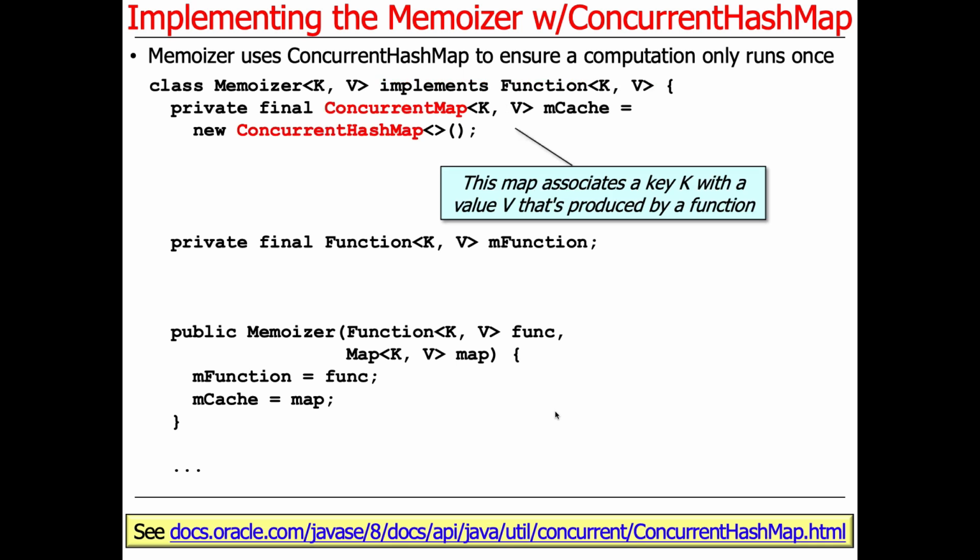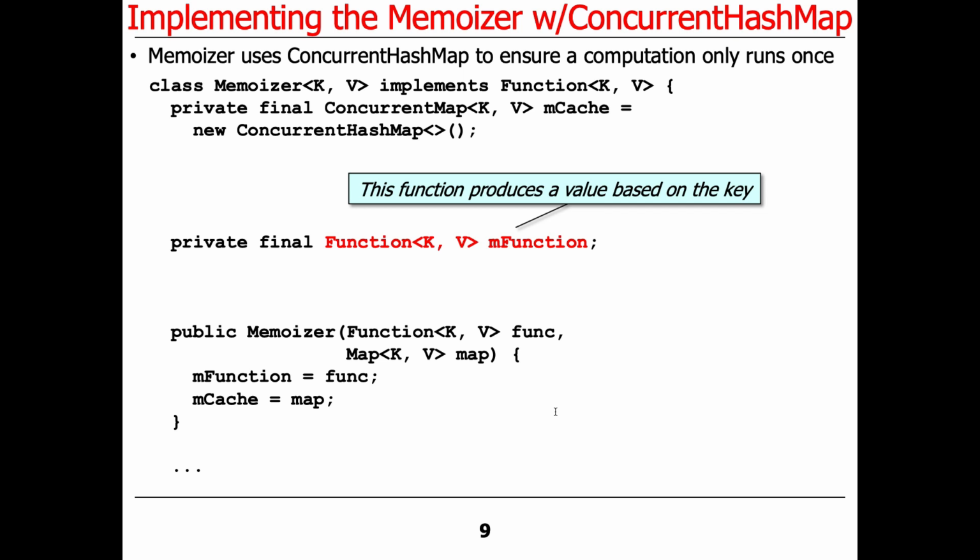Here is the concurrent map that's used. So we have a field called mCache, which is of type ConcurrentMap, and you can see that that's set to a ConcurrentHashMap. That's the map that associates the keys with the value that's produced by the function. That obviously raises the question, what's the function? Well, the function is basically something that is used to compute the value for a key that is not yet in the map. So if it's the first time the key is put in the map, then we're going to go ahead and compute the function.